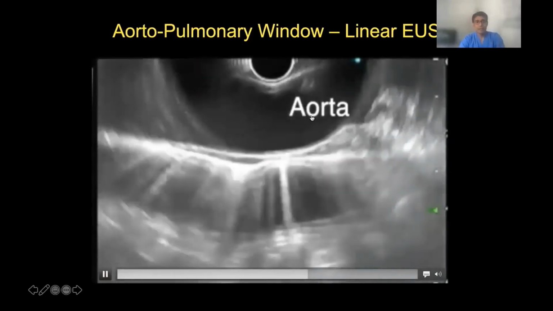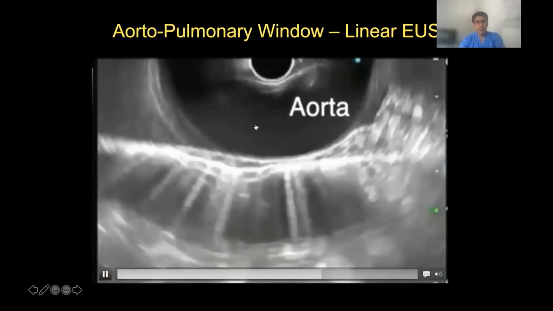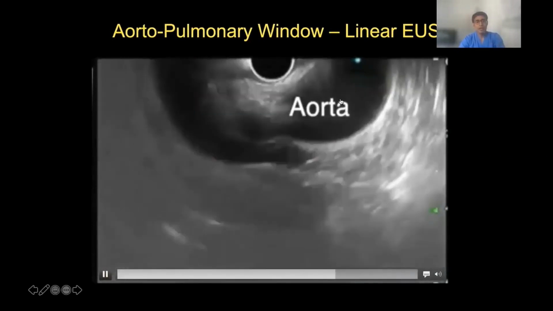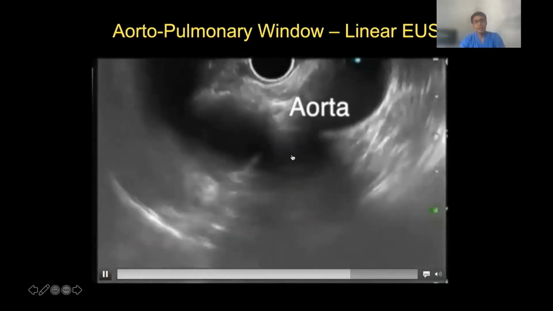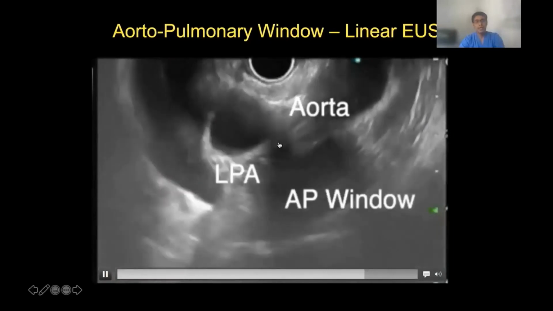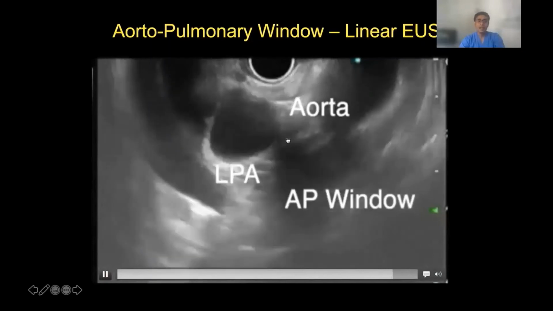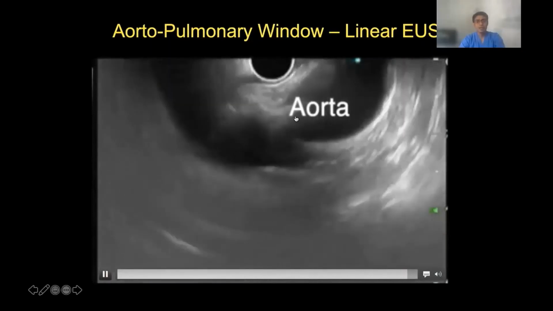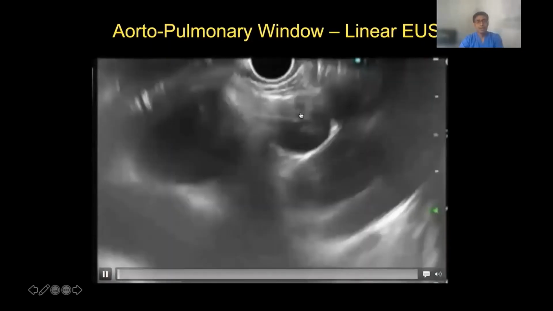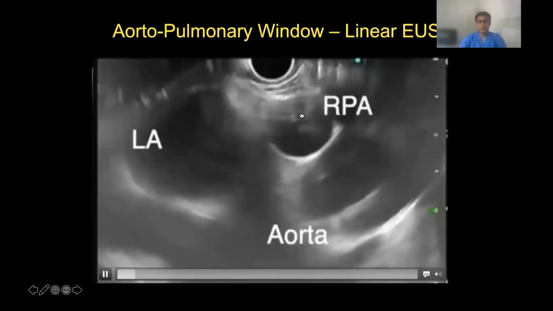On further tracing this aorta anti-clockwise, we can see the descending aorta and the aortic arch. From here, if we give a clockwise torque towards 90 degrees, we can again come back to the left pulmonary artery, and this is the aortopulmonary window. Keep the aorta in focus, anti-clockwise torque, again aorta.